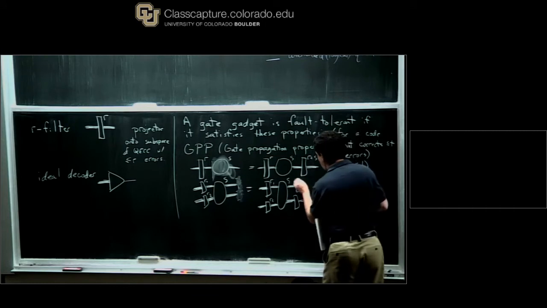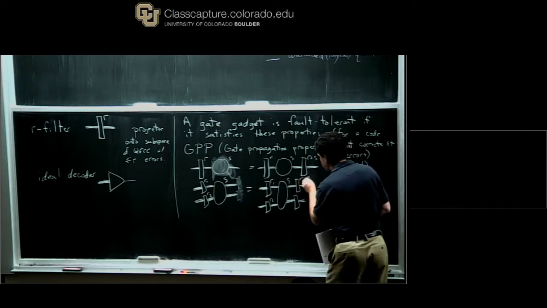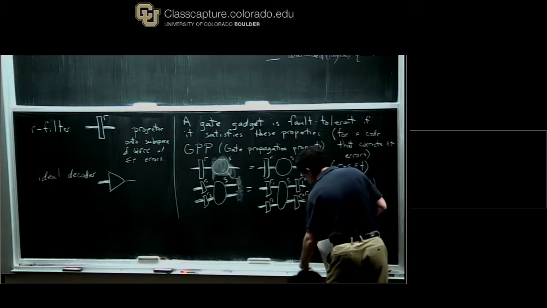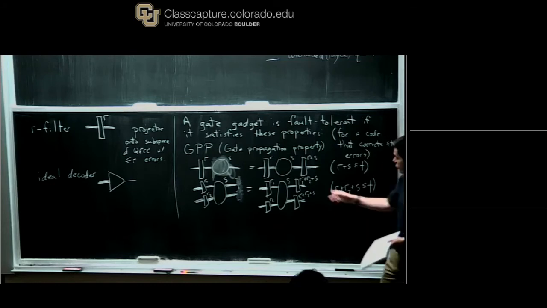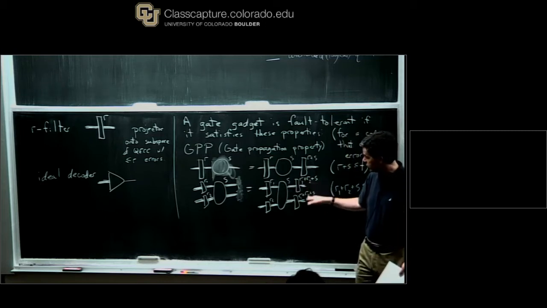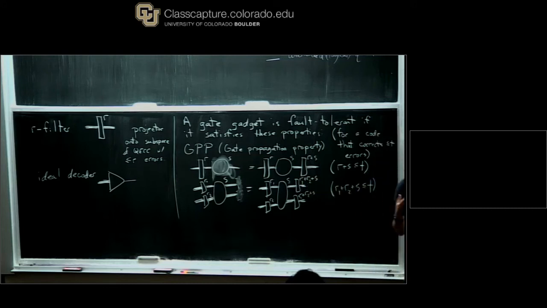So this is going to be R1 plus R2 plus S. And down here it's also R1 plus R2 plus S. And remember, this is OK, because when we assume that R1 plus R2 plus S is less than or equal to T, assuming that we have this situation, then each block of the code is able to correct the error that we still have.